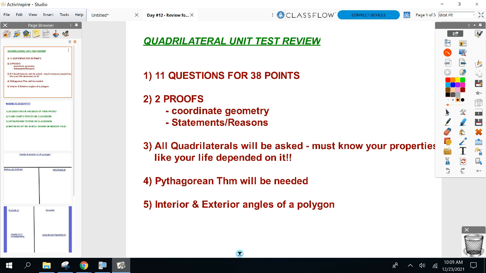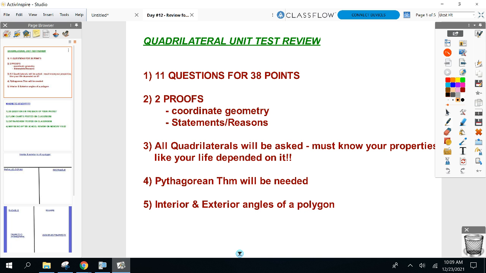I'm not going to do anything new on Monday. So get ready for 2 proofs, a coordinate geometry one and a regular statements and reasons one. And as I did the answer key yesterday, every single quadrilateral we went over is going to be on there, whether it's an algebra question or one of the proofs. So know your darn properties, like your life depended on it. You are going to use Pythagorean theorem on a couple questions, so just be aware of that.